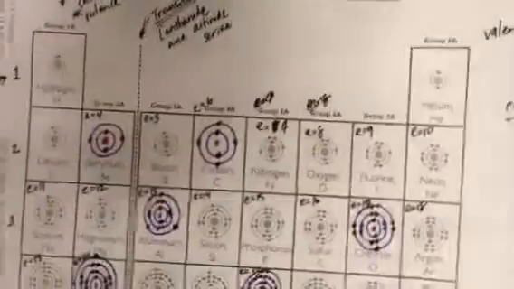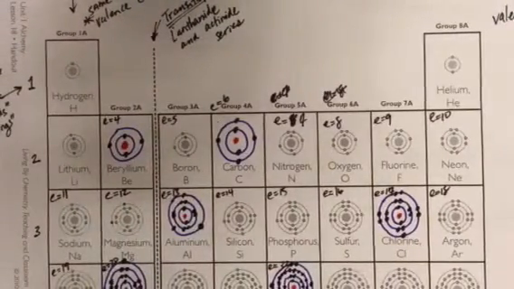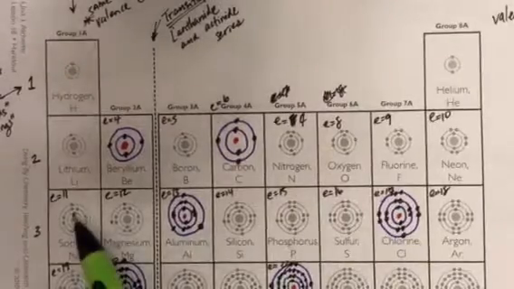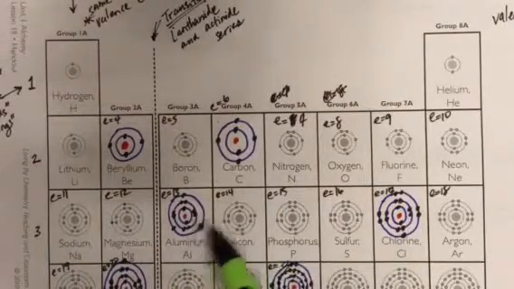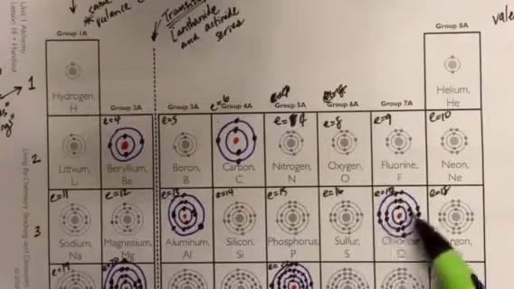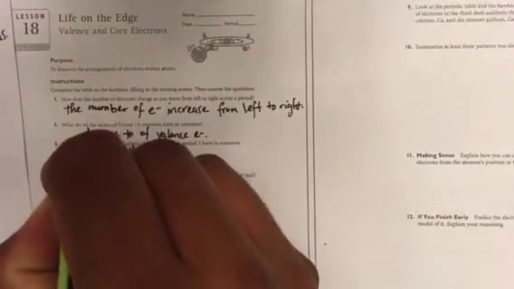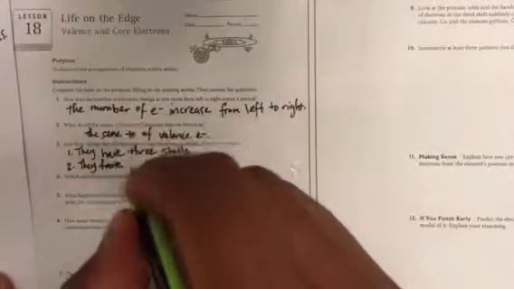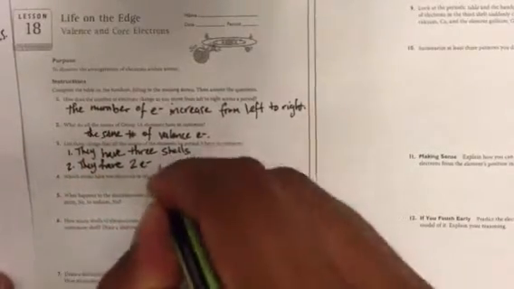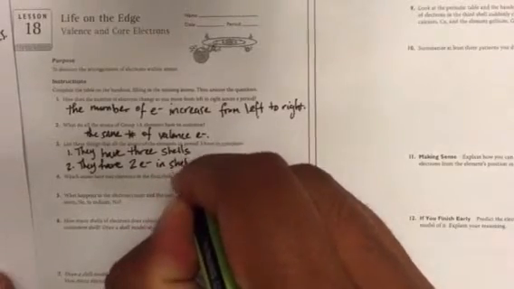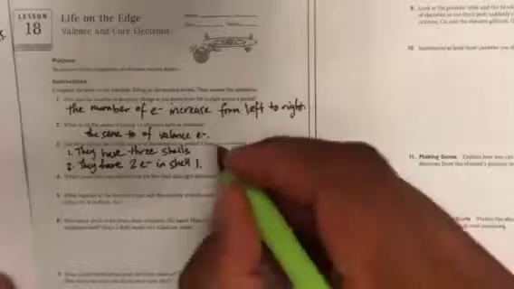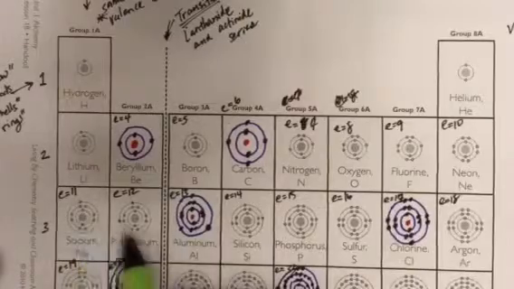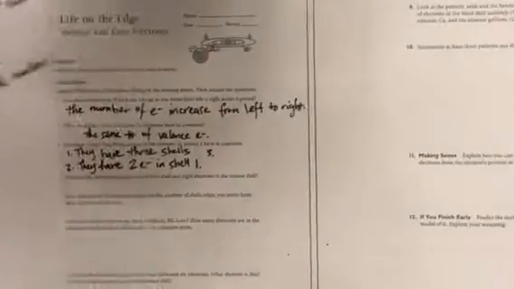And 2, it's not something so obvious, or not something that we have been looking at. But if you notice, they all have 2 electrons in the first ring, or in the first shell. So that's the second thing they have in common. And then 3 is they have 8 electrons in the second shell.